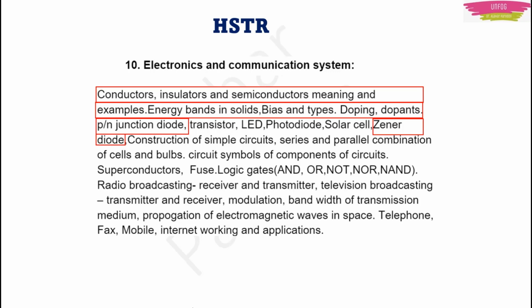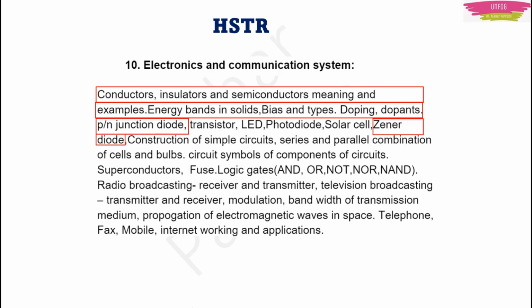In this class I will cover a lot of portion. I will finish till PN junction diode. I will talk about conductors, insulators, semiconductors, their meaning and examples, energy bands in solids, and then bias types, doping, dopants, PN junction diode, then Zener diode.